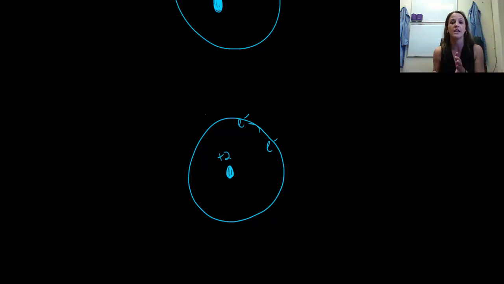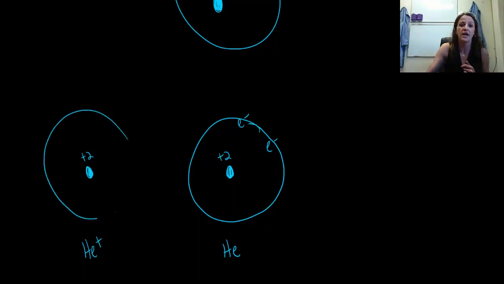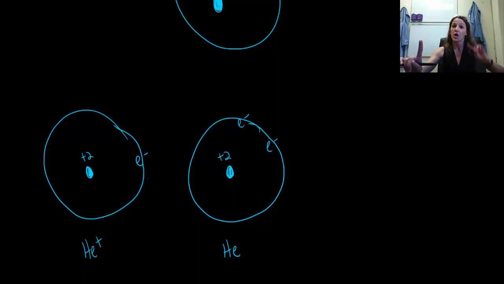So let's compare this helium, our neutral atom helium, to something like a helium cation. So the center is not going to change. The nucleus is always going to have +2 charge for helium. But now on our outside, what we've done is we've removed an electron. So now there's just 1 electron, okay? So we have a +2 charge in the center and a -1 charge on the outside.